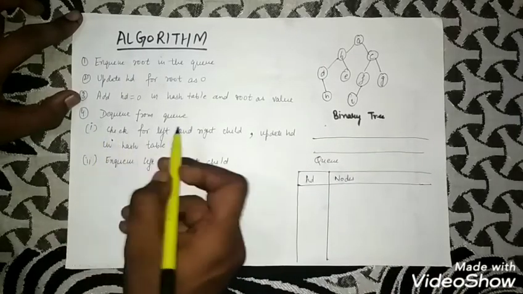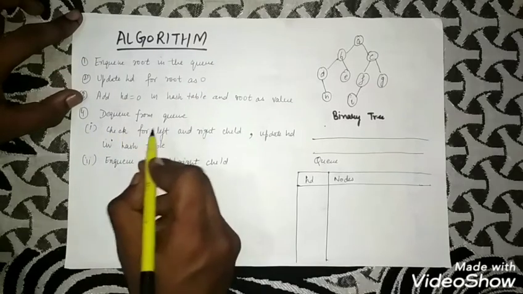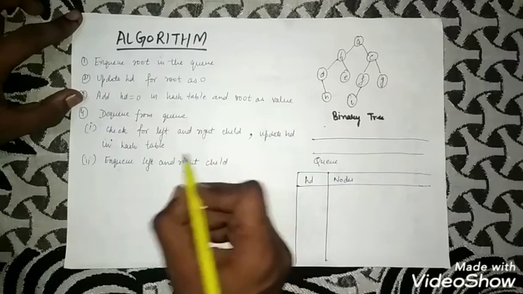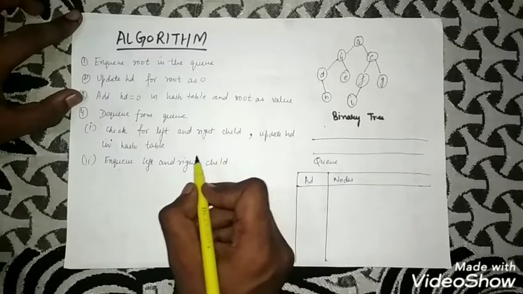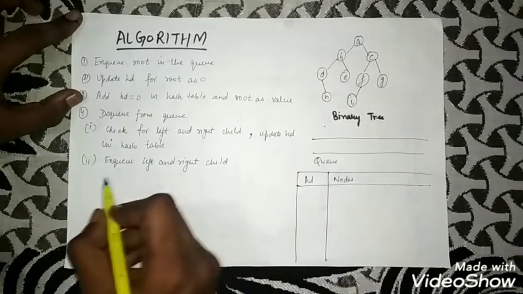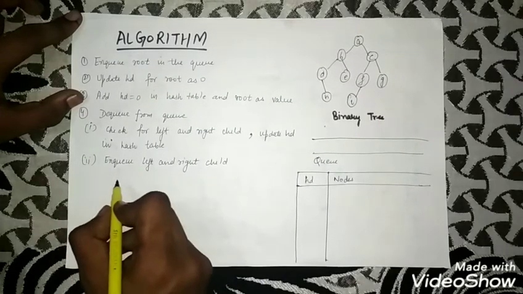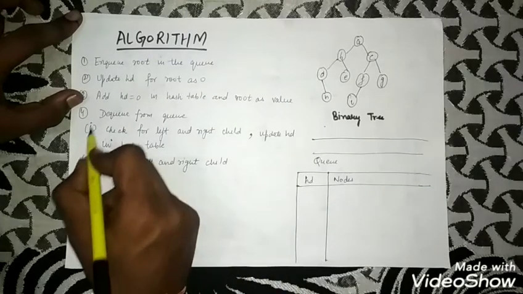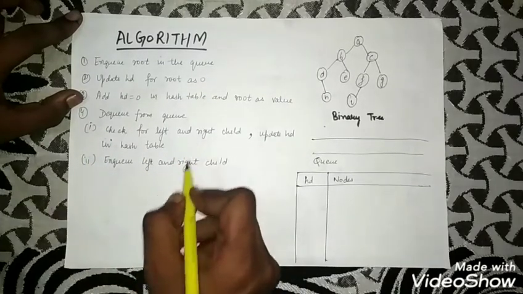The fourth step is a loop. We have to firstly remove a node from the queue. Then we will check for the left and the right child. Then we will update the horizontal distance in the hash table for both the left and the right child. And the second part of this loop is that we have to enter this left and right child into the queue. This fourth step loop will run as long as our queue is not empty.